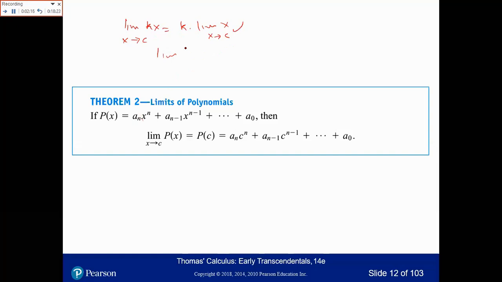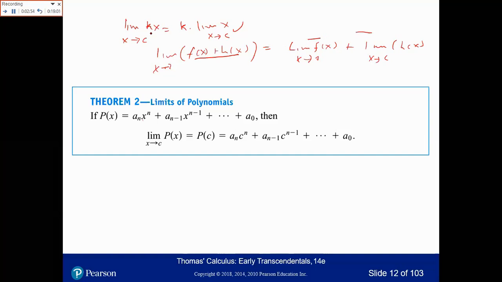Limit of f of x plus h of x equal to what? Limit of f of x plus limit of h of x. Didn't we do that? What do we call this limit? L plus m. Yes, this is the sum rule: limit of the sum of two functions is the sum of the limits.